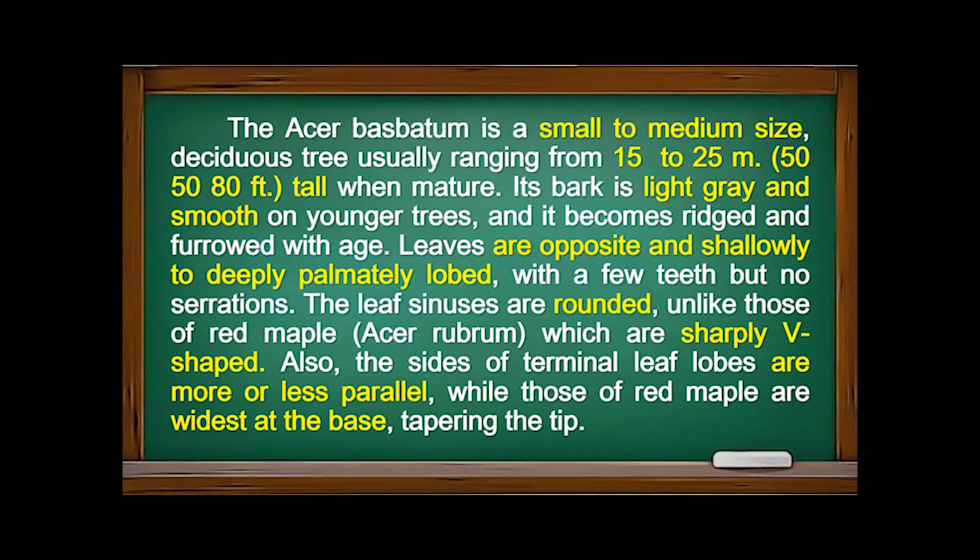If you can see in the paragraph, the words highlighted in yellow give the objective description of the subject since they tell about the size, height, color of its bark, and its leaves.